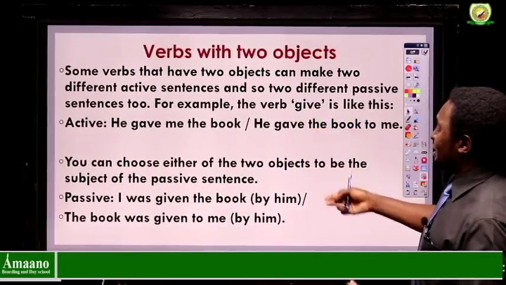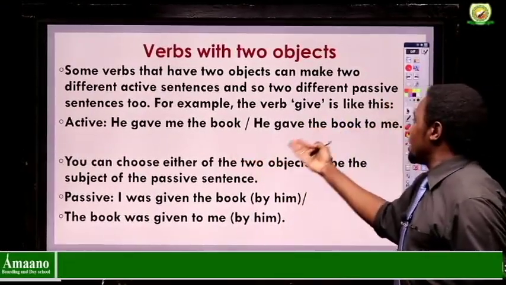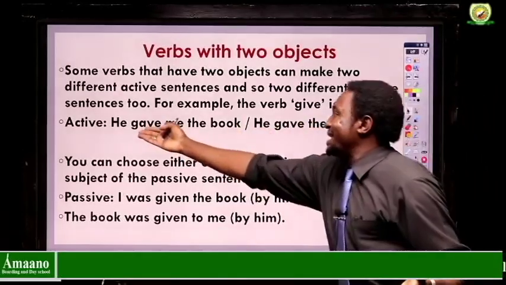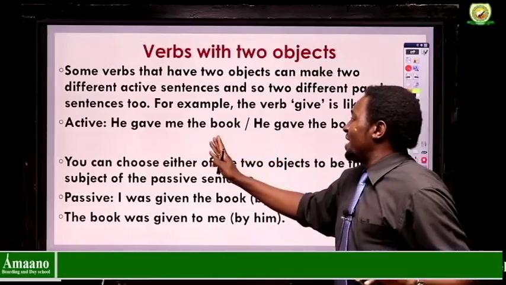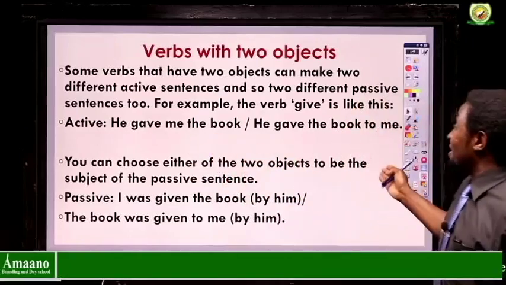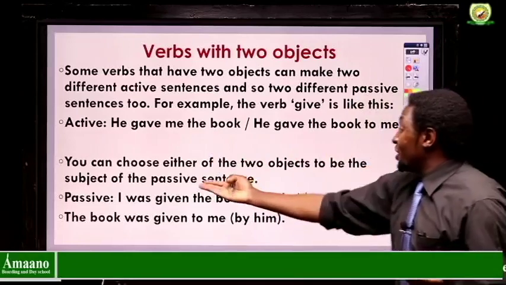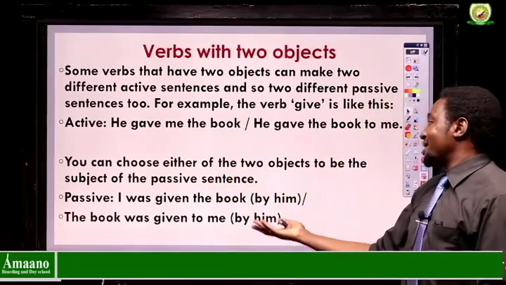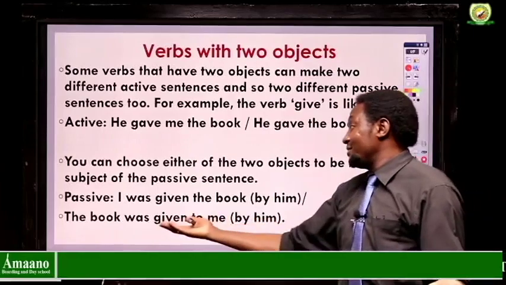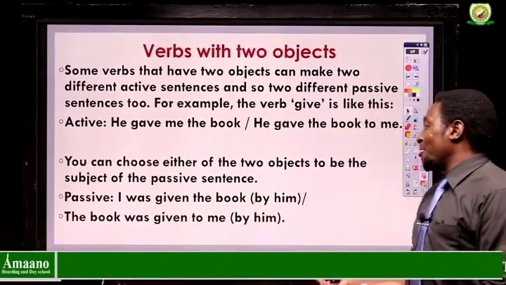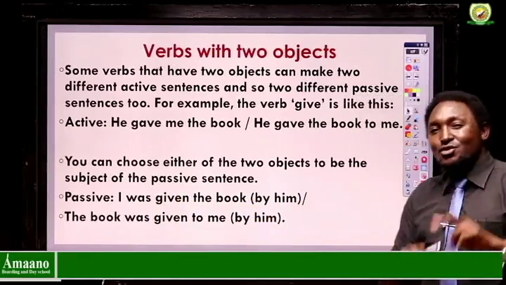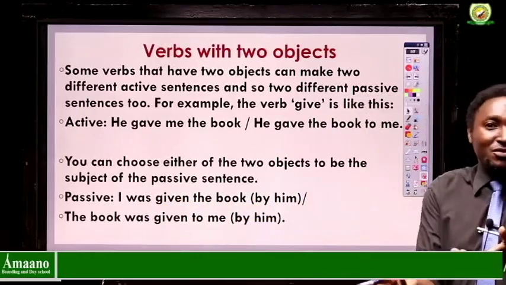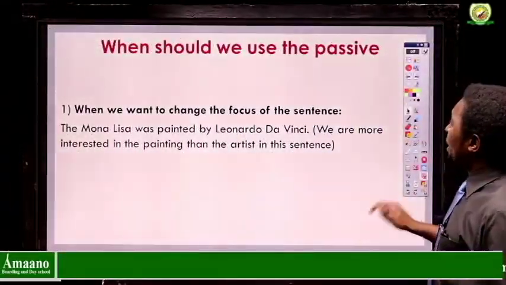For example, he gave me the book. Active voice, he gave me the book. That means this sentence has two objects. One is me and the other one is the book. So in this case, you choose which one you want. You can choose either of the two objects to be the subject of the passive sentence. For example, passive: I was given the book by him, or the book was given to me. So it's for you to choose which one you want, because the sentence has two objects.